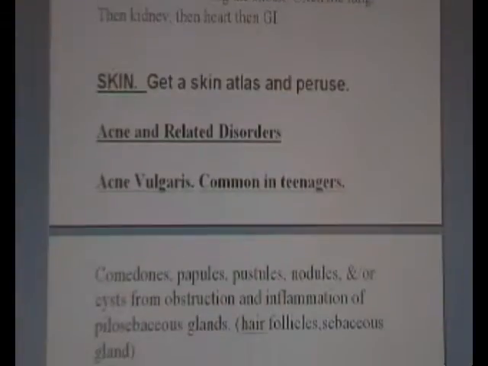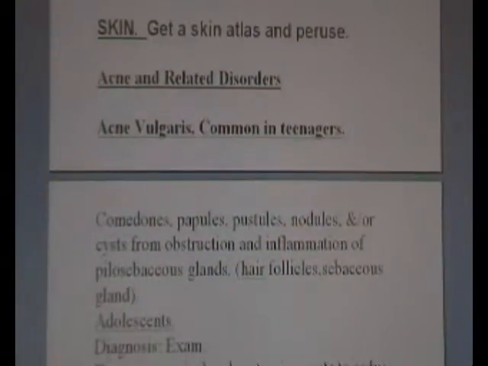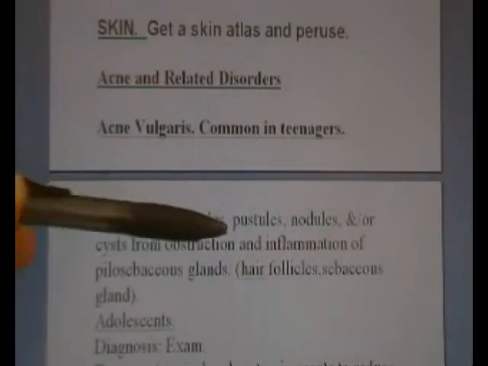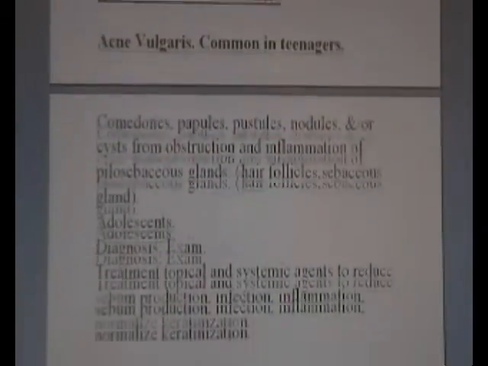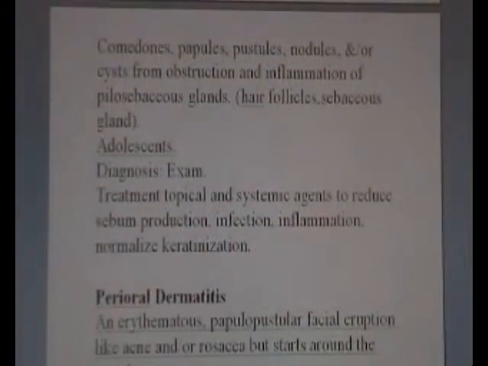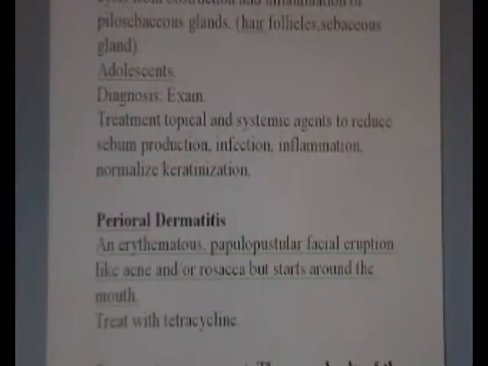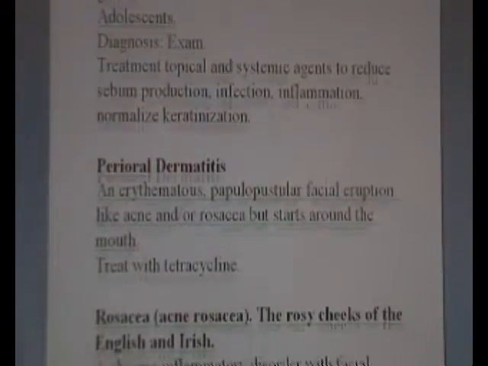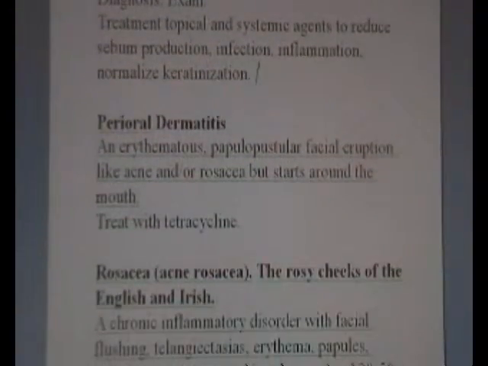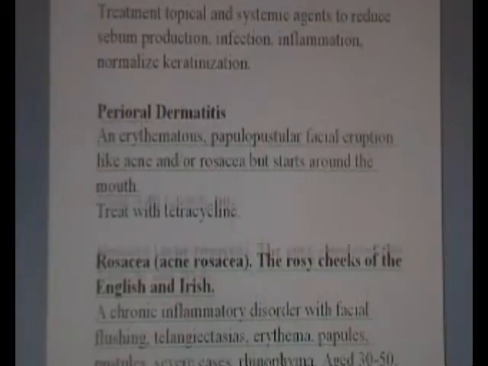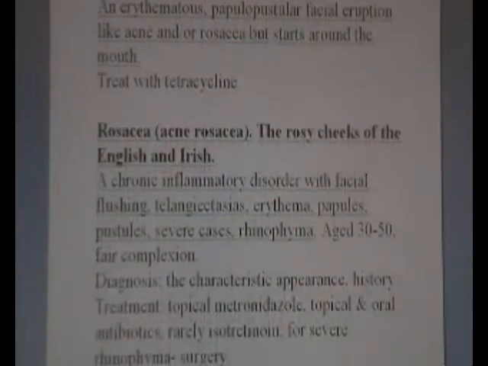So acne vulgaris, that's pretty important, isn't it? Comedones, papules, pustules, nodules, adolescents, diagnosis obvious, topical systemic steroids to reduce the sebum production, course of antibiotics. Sometimes you have to use retinoic acid. Perioral dermatitis, I see that in children around the mouth and may need a course of tetracyclines.